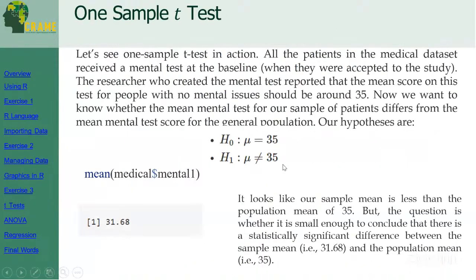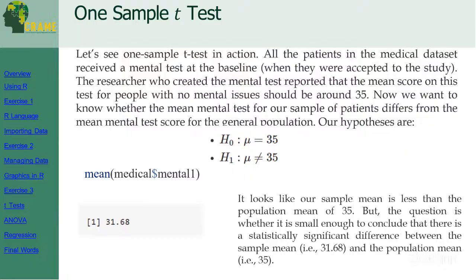For example, here, for the medical data set, if you see the metadata, you will get to know this, right? So for one sample test, let us understand: all the patients in the medical data set received a mental test at the baseline where they were accepted to the study. Obviously, as a researcher, when people are involved, you have to take the permission for the study, and then the medical test is happening, and their medical score is being recorded. The researcher who created the mental test reported that the mean score on this test for people with no mental issues should be around 35.